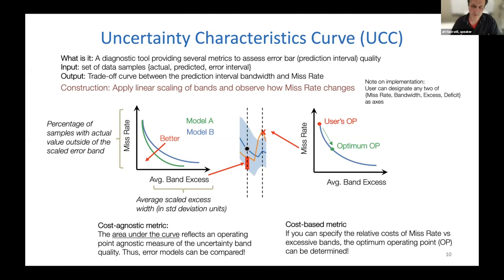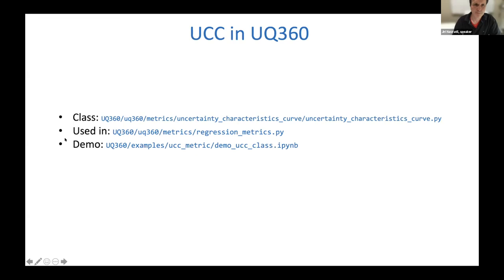In UQ360, all the implementation hides in this class, uncertainty characteristics curve. There are many interesting features and methods, but there's no time to cover them. The area under the curve, we call it AUUCC, is also produced by a regression metrics class, which will give you many, many UQ metrics, basically covering some of the metrics that Prasanna mentioned. So there you will see it as the area under the UCC. And finally, I would like to point you to the demo notebook, which walks you through pretty much all of the functionality of UCC.